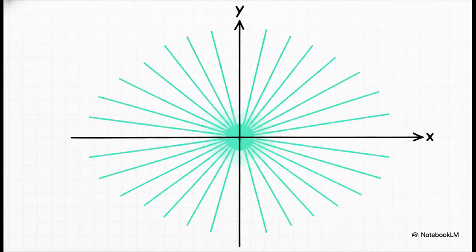Notice how altering that a coefficient changes the steepness of your lines. A slope of 2 is much steeper than a slope of 1/2. But here is what's absolutely crucial for these homework examples. Because the b constant is 0 in all of them, every single one of these lines, whether they are growing or decaying, perfectly intersects the center of the graph. They all hit the origin at coordinate 0, 0.